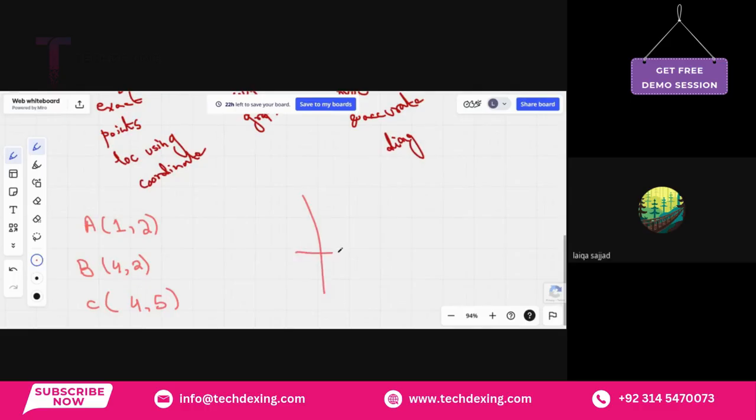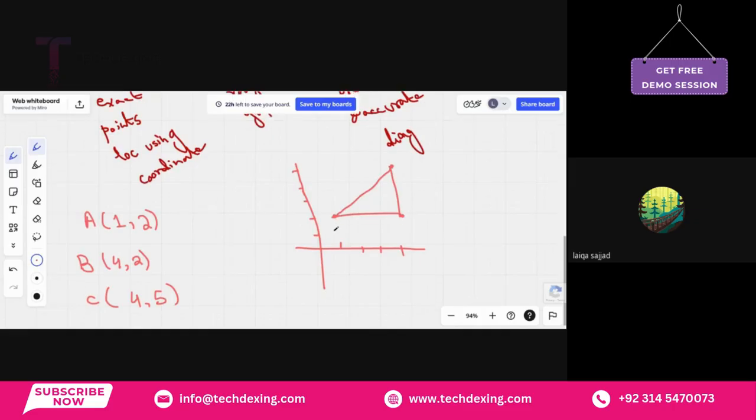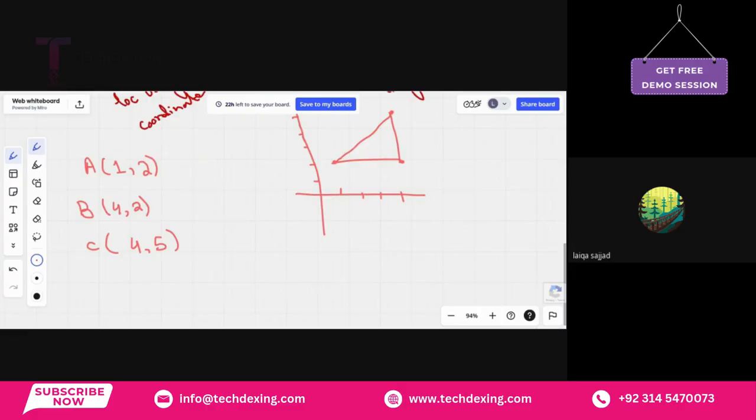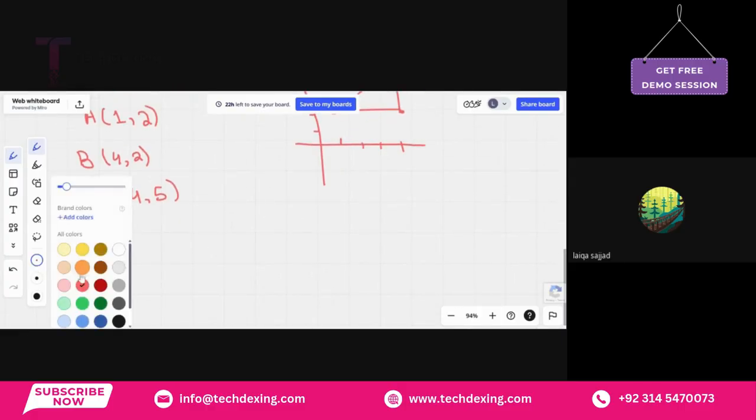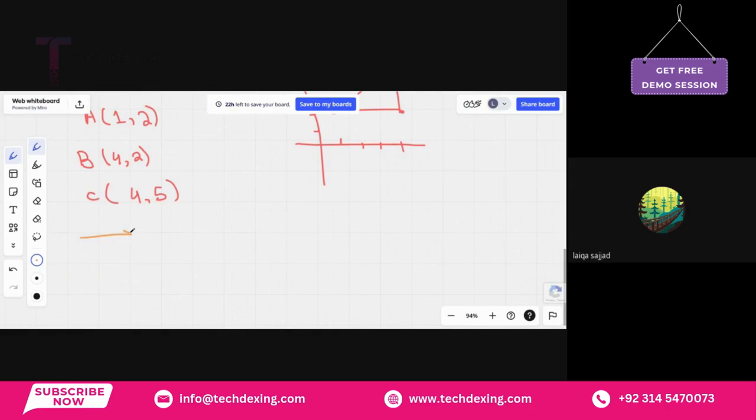We simply have to do the plotting first. So it is 1, 2, 3, and 4. 1, 2, 3, 4, and 5. We will simply plot it. It is 1, 2. Then this is 4 and 5. And it is 4 and 2. And we will use a ruler to simply connect them together, and we will get a triangle. This is just a simple intro to this chapter. Then the first main thing that comes in the chapter is finding the gradient of a line.